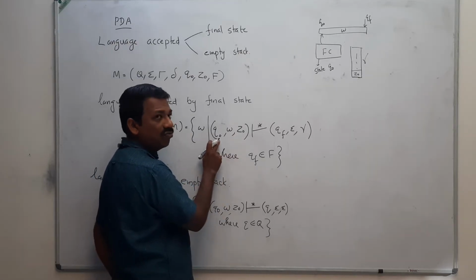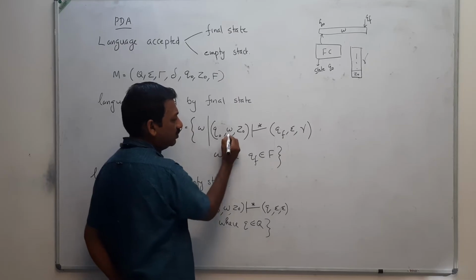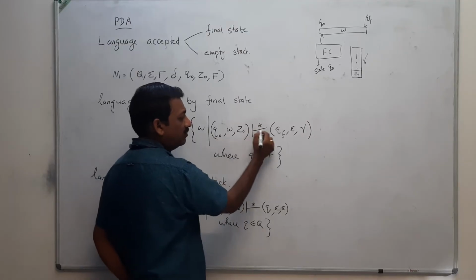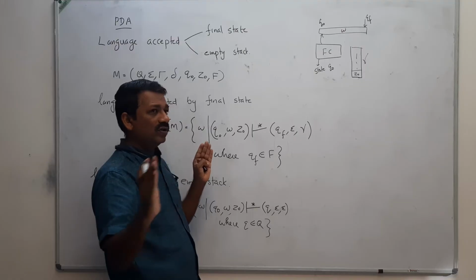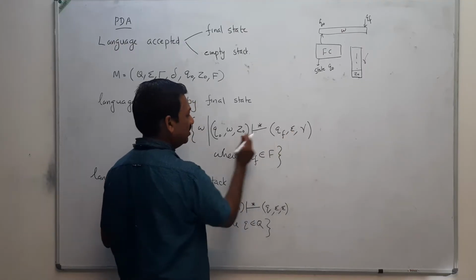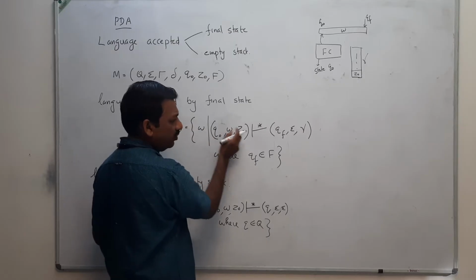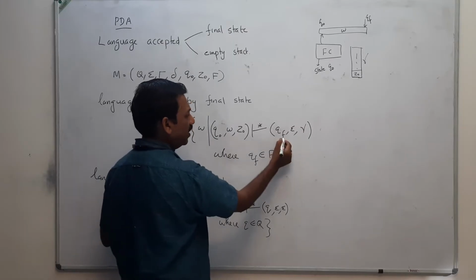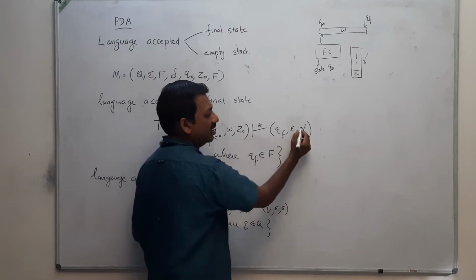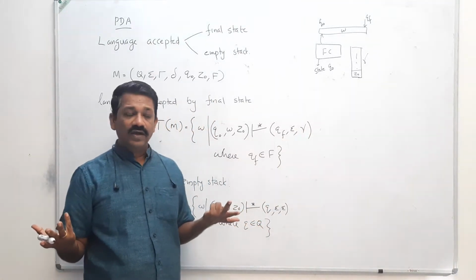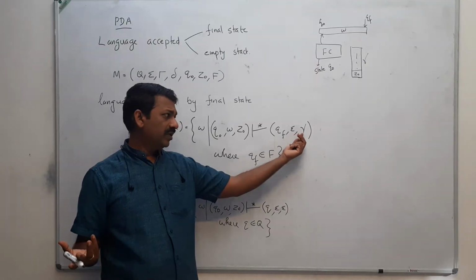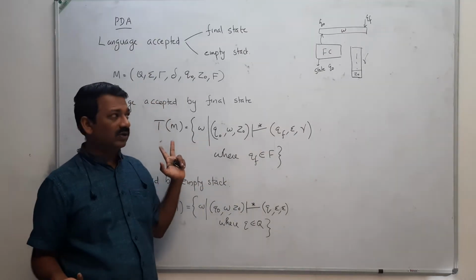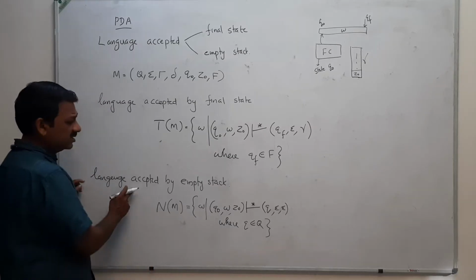turns, in one or more moves, to QF, epsilon, gamma. That means Q0 is the start state, the input you have to process is W, and Z0 is on top of the stack. After consuming all the input symbols, we have put epsilon here, meaning nothing remains to be processed, and the state changes from Q0 to QF, and the current stack content is gamma. Gamma means we are not bothering about the contents of the stack, and if you are able to reach one of the final states, then that string can be accepted. That's the main point.